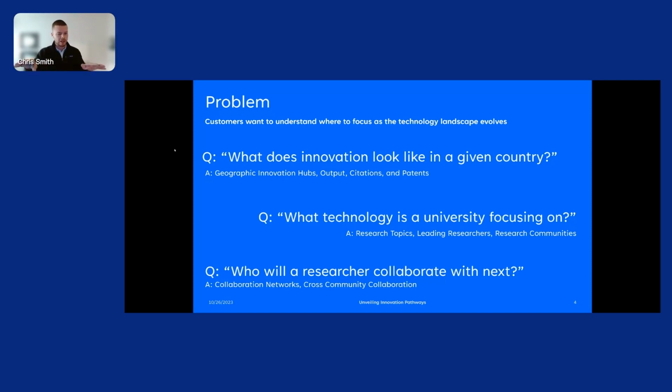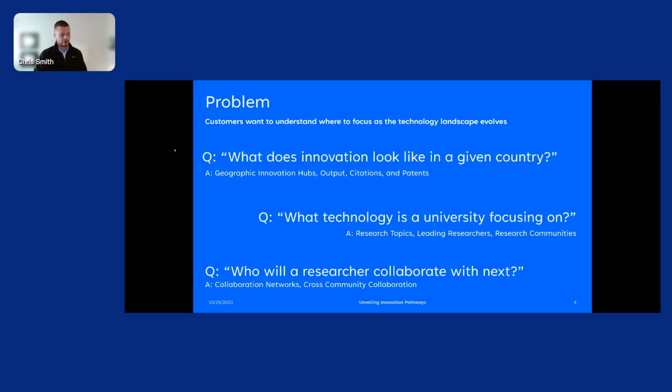So that's the macro level. So let's go one level deeper. And a question a client might ask once we've given them that is, we've honed in on a university, and then they ask, what technology is a university focusing on? So we want to bring the data to the table that allows them to look at research topics, leading researchers, influential researchers in the given research areas, and then also start to define maybe some custom research communities that give us some novel insight to answer these client questions as well.